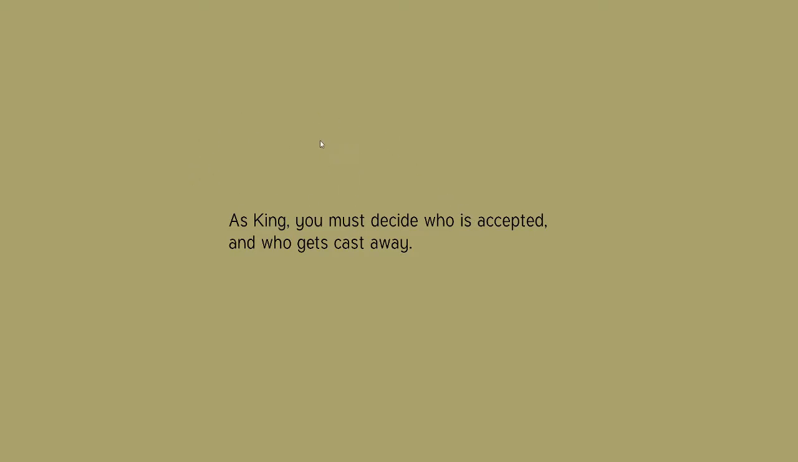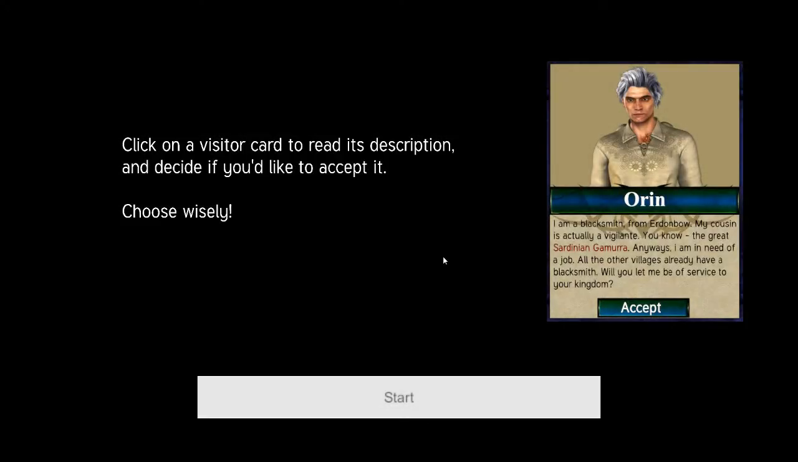Okay, so a little introduction. Calling it a cinematic might be generous, but they've got that whole storytelling process. We've got a little inbuilt tutorial, I guess. So click on a villager card to read its description. Decide if you'd like to accept it. Choose wisely. So this is what a villager card looks like, I guess.